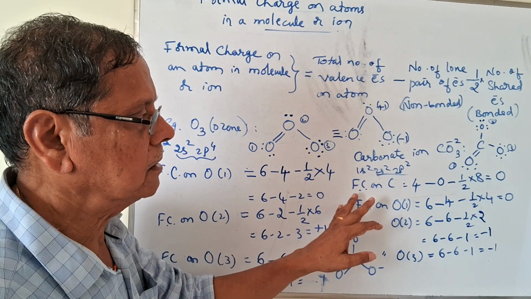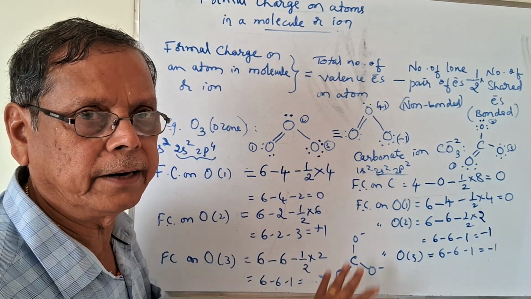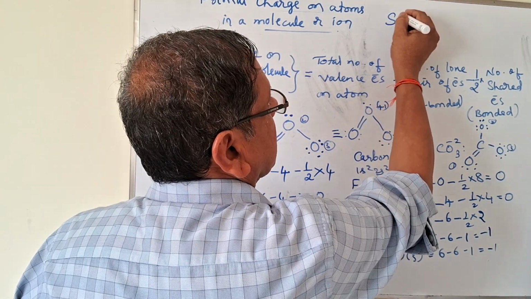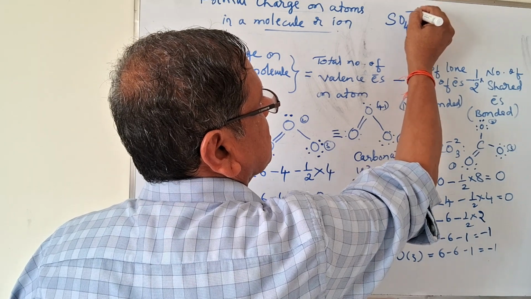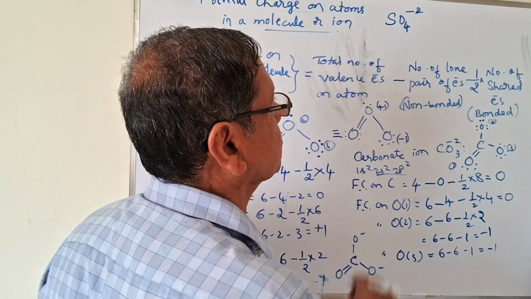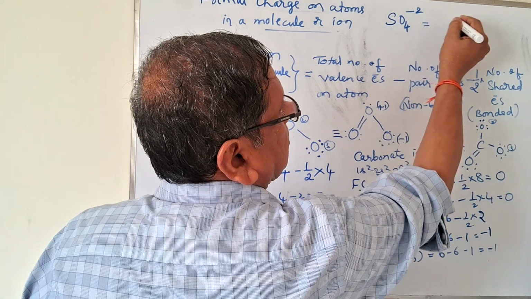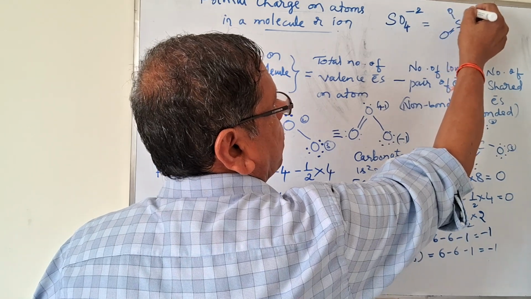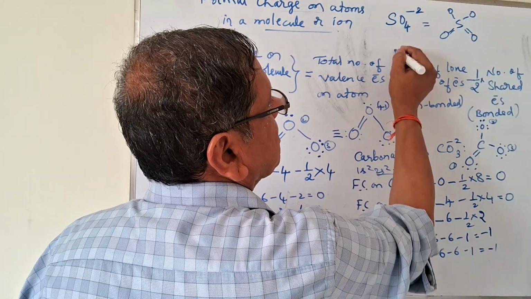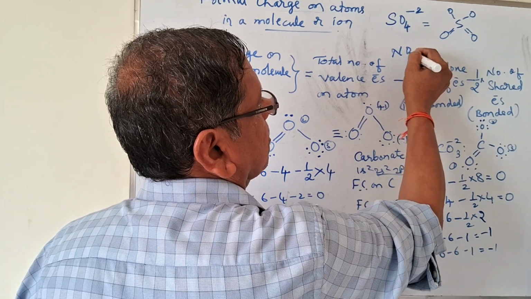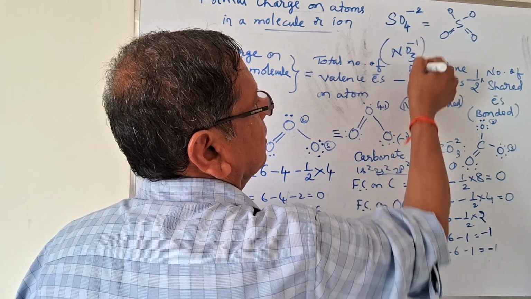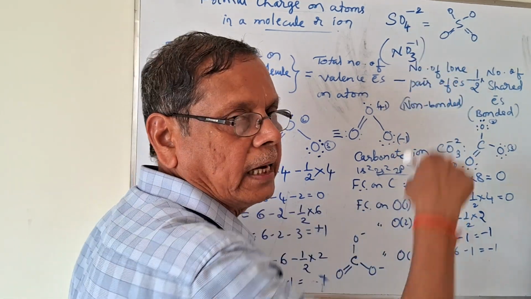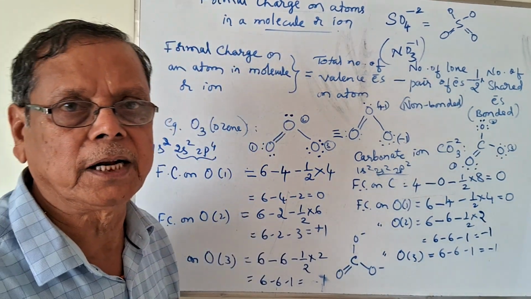So take some more examples and calculate the formal charge on each atom. Okay, I will give you some examples. Write the formal charges on the oxygen as well as the sulfur atoms in the SO4 2 minus ion. So the Lewis structure we can write as S double bond O, S double bond O, O, O. Similarly, write the formal charge on the oxygen atom as well as the nitrogen atom with NO3 minus formula.